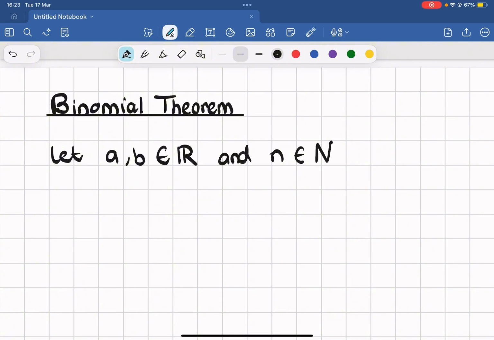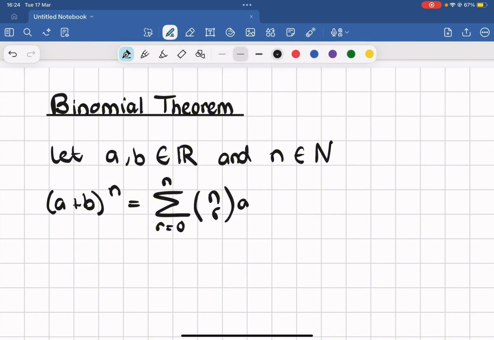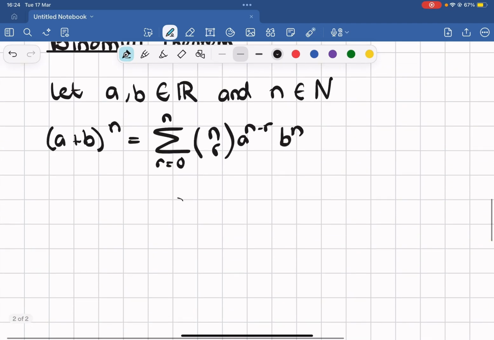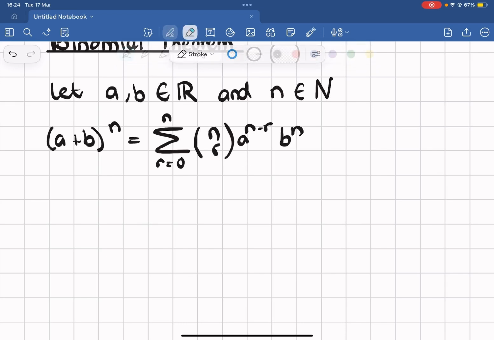So what the binomial theorem states is that when we have a plus b to the power n, we can write this as a sum. So this sum is from r equals 0 to n, n choose r, a to the n minus r multiplied by b to the r. So we're summing as the term r goes from 0 up to n, and each term will have n choose r, a to the n minus r, and b to the r.